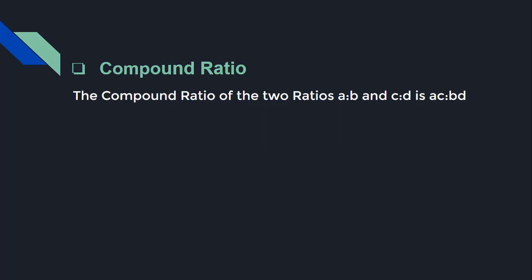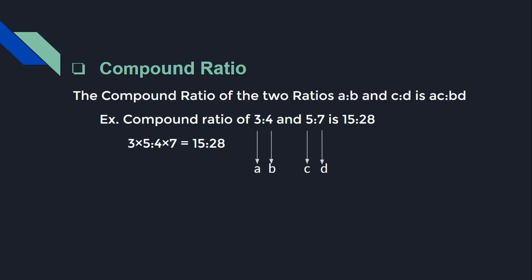Let's understand its example. The compound ratio of 3 is to 4 and 5 is to 7 is 15 is to 28. And how is it possible? Here, let A equal 3, B equal 4, C equal 5 and D equal 7. So by the definition, A into C, so 3 into 5, we get 15, and B into D, so 4 into 7, we get 28. So the compound ratio of 3 is to 4 and 5 is to 7 is 15 is to 28.